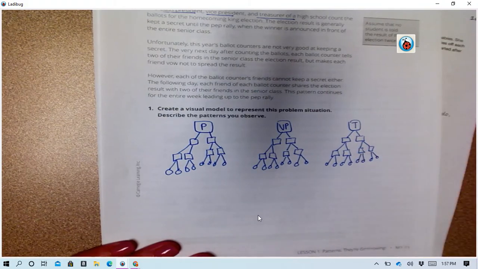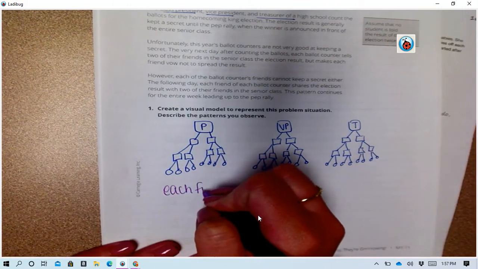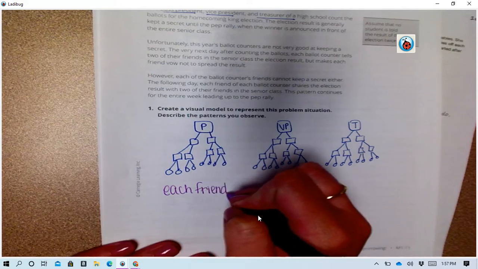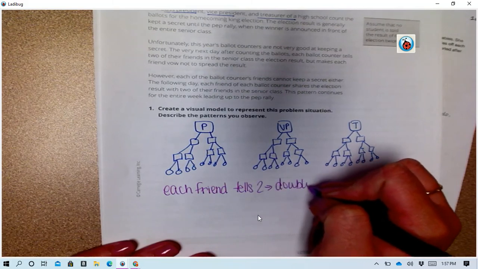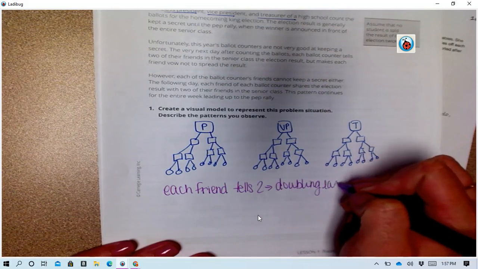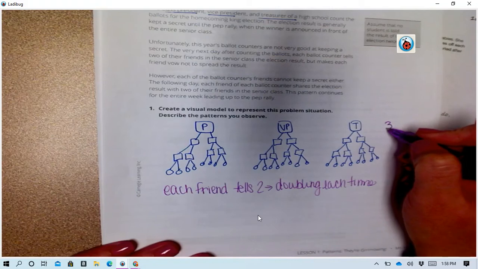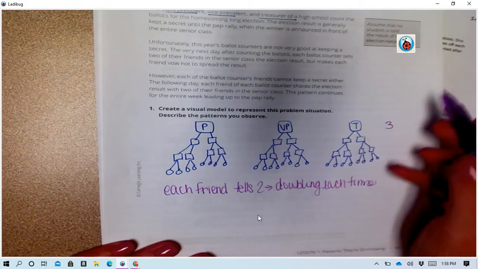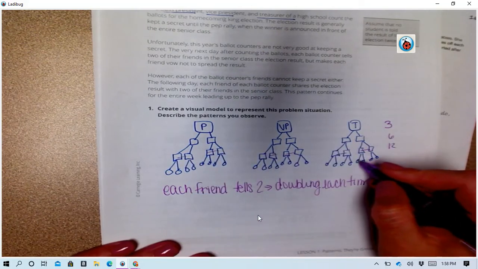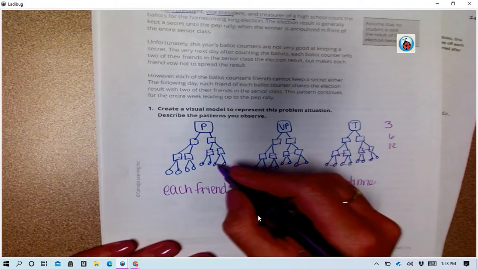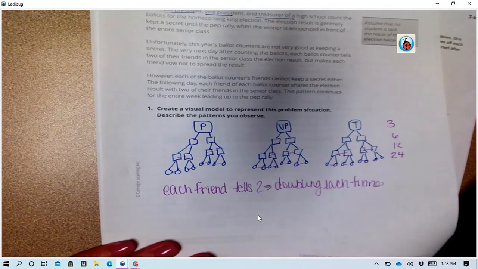So what patterns do you observe? Well, I notice that each friend tells 2. Which means the number of people is doubling each time. Like we have 3 people that know this first day, then 1, 2, 3, 4, 5, 6. Then we have 2, 4, 6, 8, 10, 12. And then 2, 4, 6, 8, 10, 12, 14, 16, 18, 20, 22, 24, that know the next day.